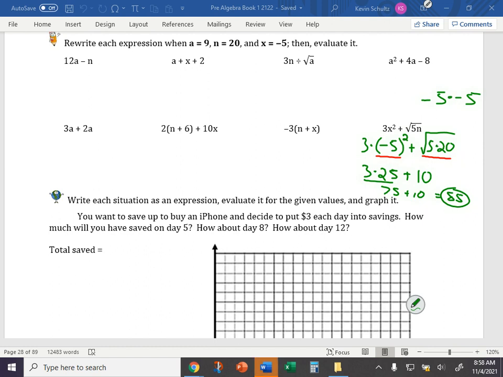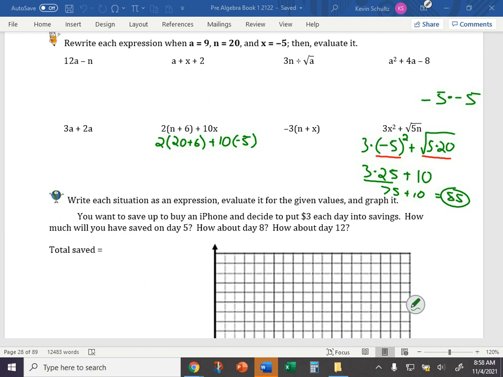Questions on what you are to do here? All right. I'm going to do one with you that you kind of got to be careful with, and that's the second one in the second row, that 2 times n plus 6 here. If we plug in these values, we have 2 times 20 plus 6, just plugging in 20 for n, and then 10 times negative 5, that x being negative 5.